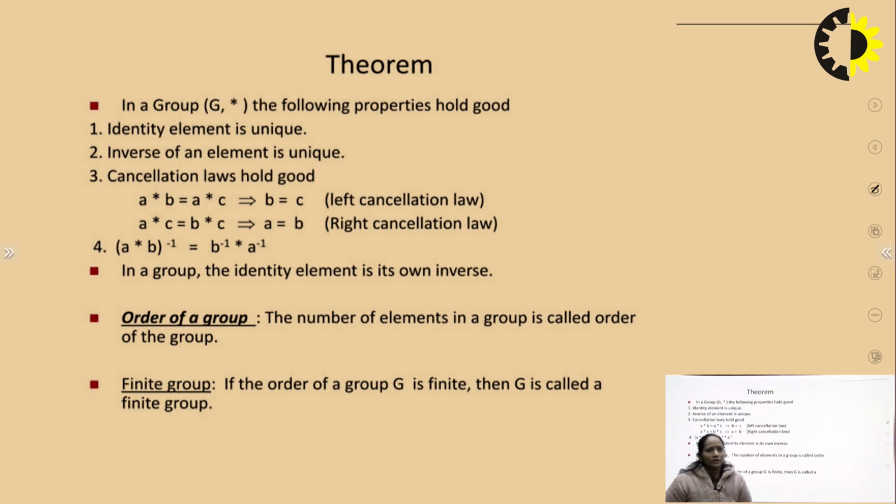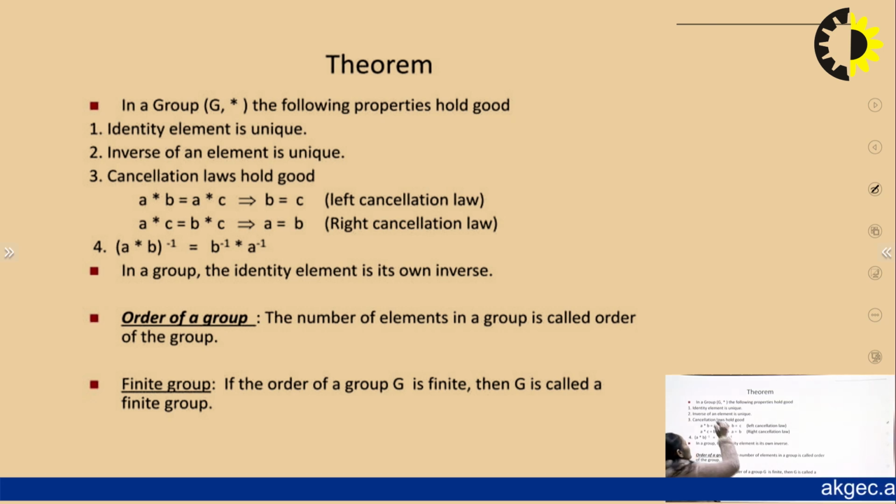So there is one more important theorem that exists in a group G. The following property should hold. Identity element is unique. Identity element, if it exists, then it is unique. And inverse, what about inverse? Inverse element is also unique.